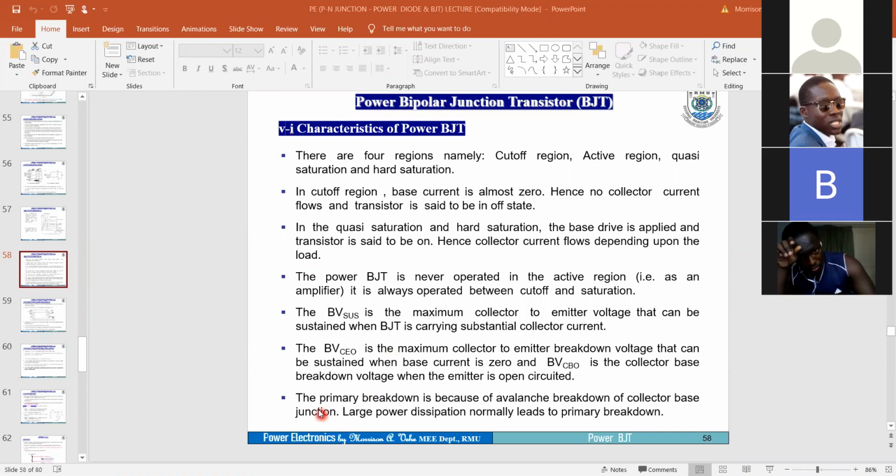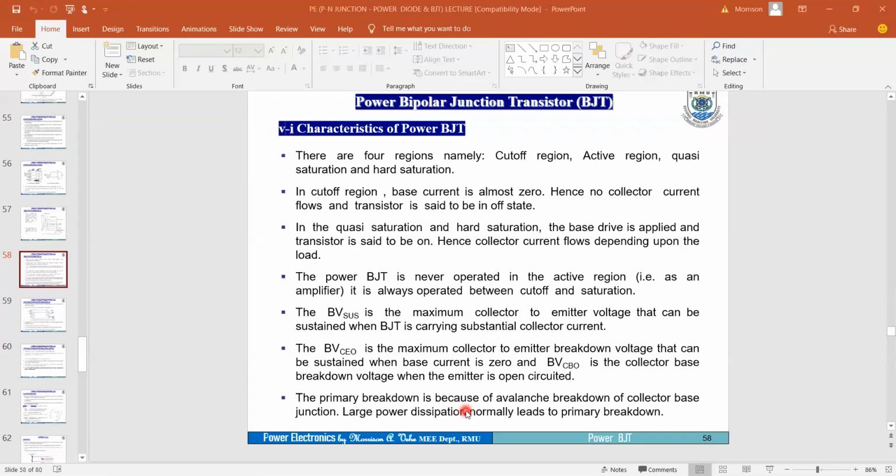Now, the primary breakdown is because the one who just came on, you can mute your microphone again. Okay.